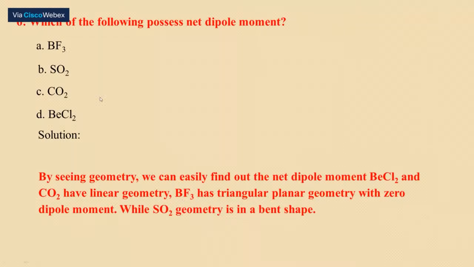While the SO2 molecule is having a bent shape due to the presence of lone pairs of electrons over the sulfur. Just because of the presence of lone pairs of electrons, sulfur dioxide is having a bent shape. Thereby, of the following, you can say that sulfur dioxide possesses a net dipole moment value. So the answer is B.